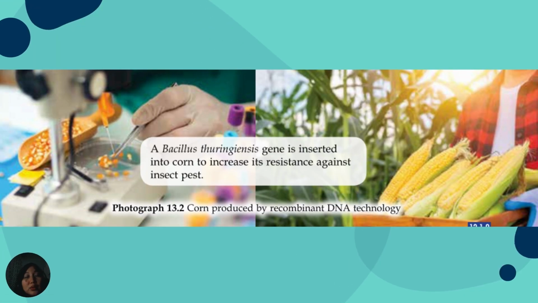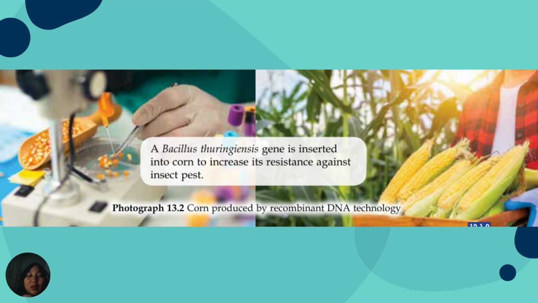Okay. Next, we're going to look at examples of genetically modified food. So the first one, for example, I take these examples in your textbook. The first one is how corn is being produced using this recombinant DNA technology. Okay, whenever I said recombinant DNA technology, it also means genetically modified food.